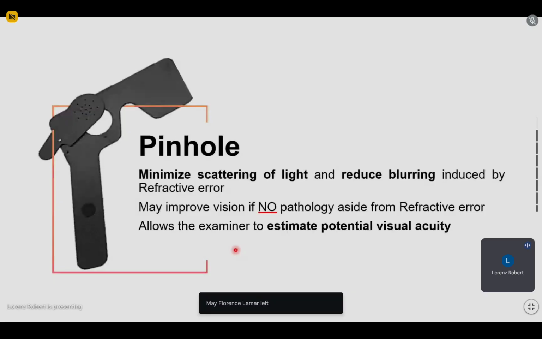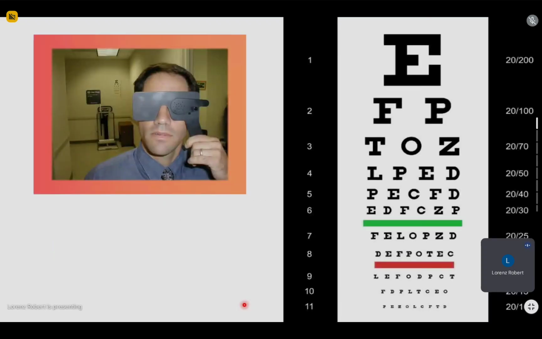So when we do a pinhole examination, I'm sure you guys already talked about how to do visual acuity. When we do pinhole acuity, it minimizes the scattering of light and reduces the blurring of vision. So if a patient has a refractive error but no other pathologies, the visual acuity tends to improve when you do a pinhole. Okay, it estimates the potential visual acuity of the patient.